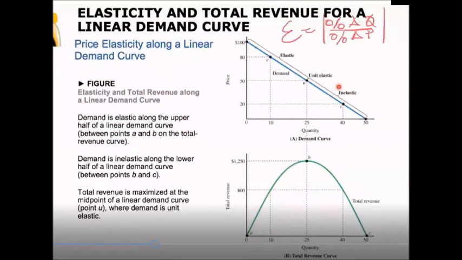Down on the inelastic portion of the demand curve, changes in quantity in percentage terms are relatively small compared to changes in prices. So anywhere on the inelastic portion of the demand curve, a decrease in price, which increases quantity demanded, is going to decrease total revenue. So we can see total revenue on a linear demand curve reaches a maximum where the demand curve is unit elastic. Now let's look at some examples.